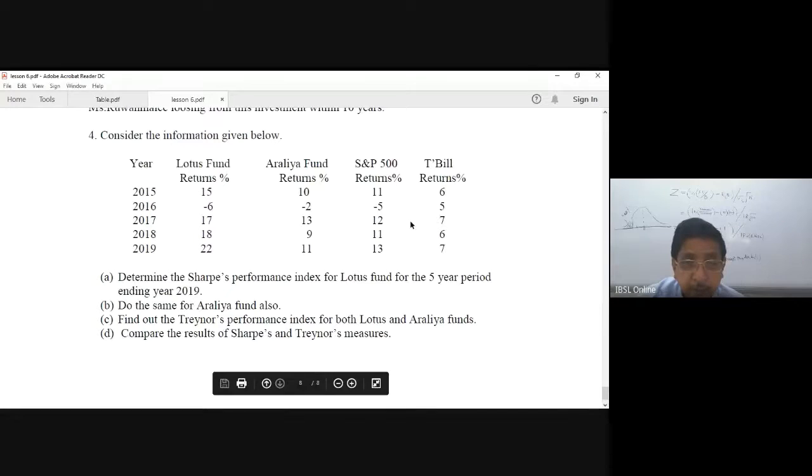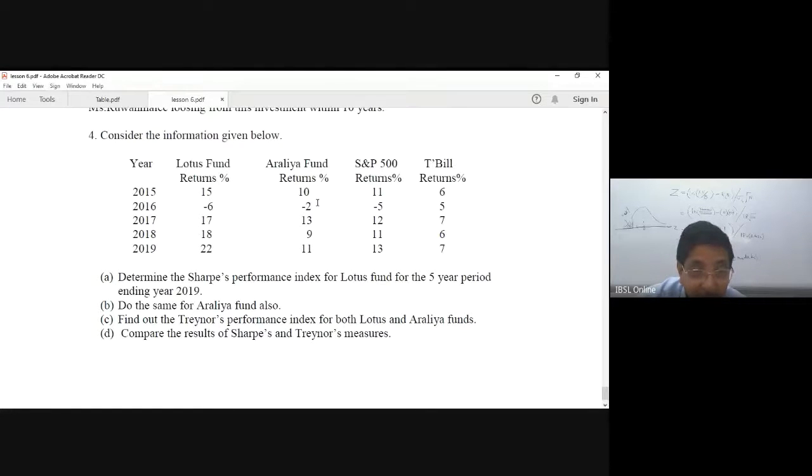Even though you get the mean value, the standard deviation is not given, but you have to find out the standard deviation. I think you have the data to find out the standard deviation of Lotus and Aralia.